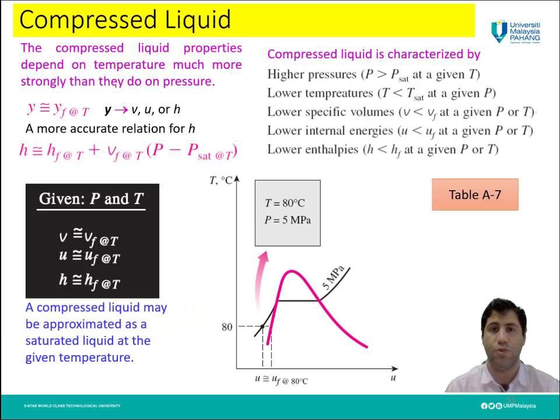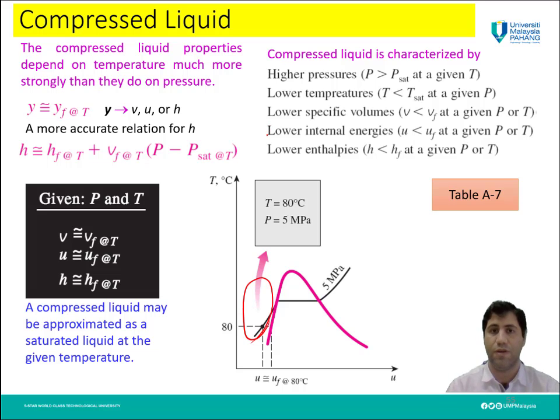The next state which we have is compressed liquid. If you remember, compressed liquid was the left side of the saturated liquid line, or this area which we call the compressed liquid or subcooled region. Then how can we determine if the substance is in this region, and how can we find the different properties for a substance in this region?